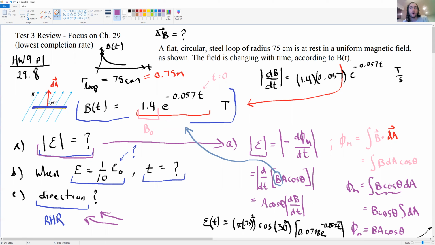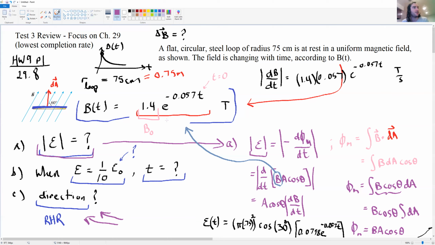In part B, we're asked what value of t, in other words, how many seconds will it take for this induced EMF to be 1/10 of its initial value. So we're being asked to solve for a time. So we have to be able to invert whatever function we're given, right, to solve for the variable on the inside.